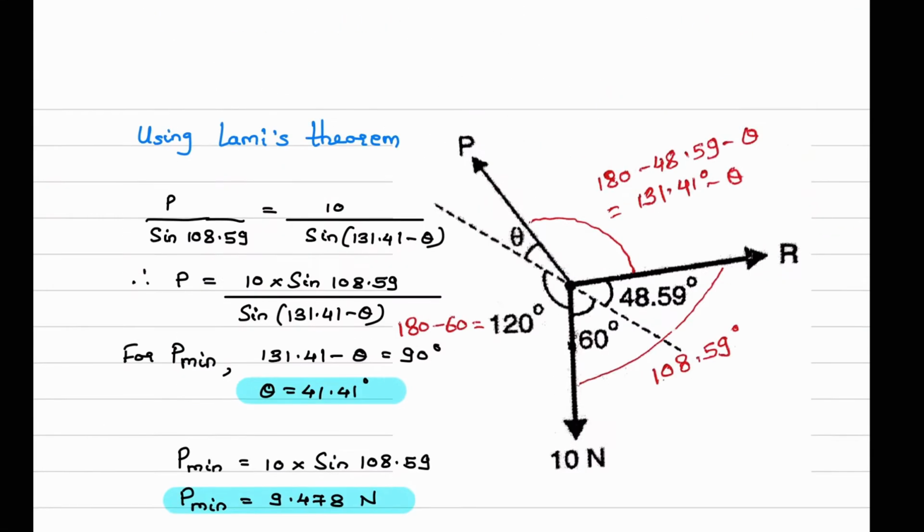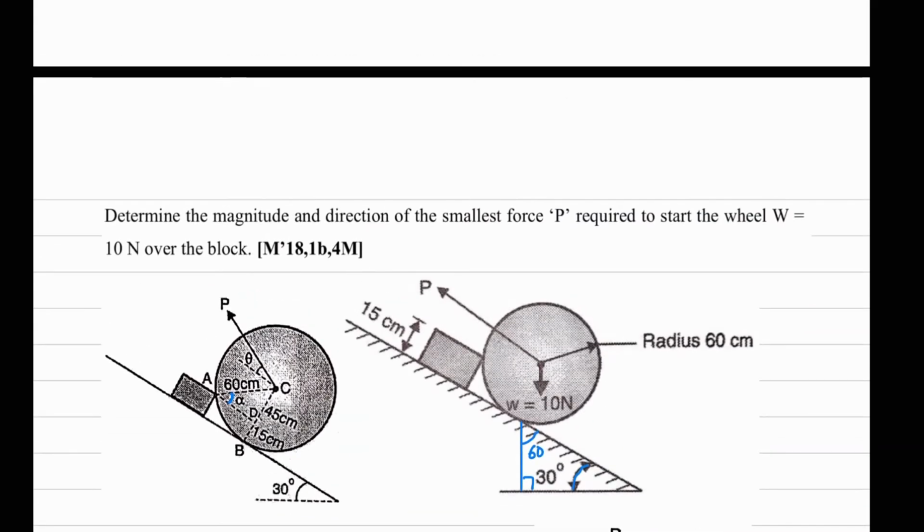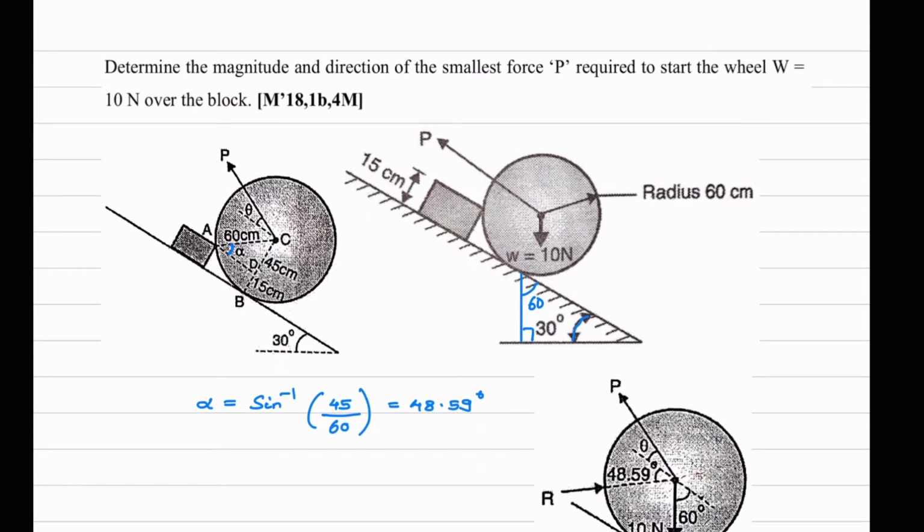Now we'll again go back to the question and see what was asked. It was asked, determine magnitude and direction of smallest force P required to start the wheel. So here we consider the angle of P with respect to this plane. This is parallel. This angle was theta. So we calculated this angle theta and the smallest value of P.